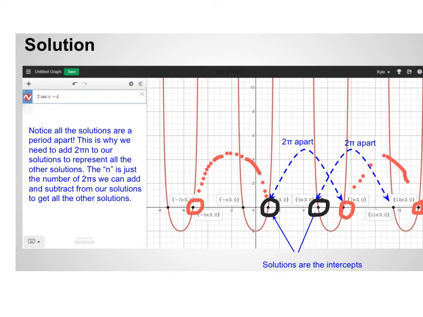If I look at 5 pi over 3, again, 2 pi apart, and go 2 pi to the right, I end up at 11 pi over 3. And if I go 2 pi to the left, I end up at, let's draw the line in there, negative pi over 3, and I can do one more time, and negative 7 pi over 3. So those are just a few of the infinite solutions. The key is they're all 2 pi apart.